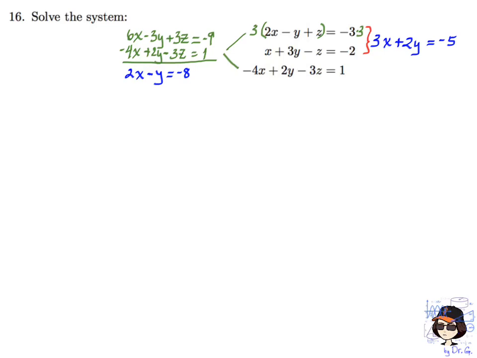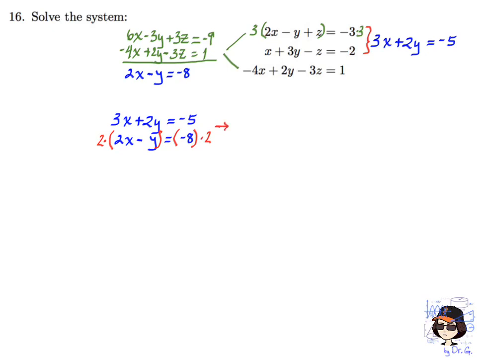So now I have two equations with two variables, x and y. So let's rewrite both equations. The first one is 3x plus 2y equals negative 5. The second one is 2x minus y equals negative 8. This is our new system. And now I want to get rid of one of the variables. So I notice that if I multiply the second equation by 2, I'm going to be able to get rid of y.